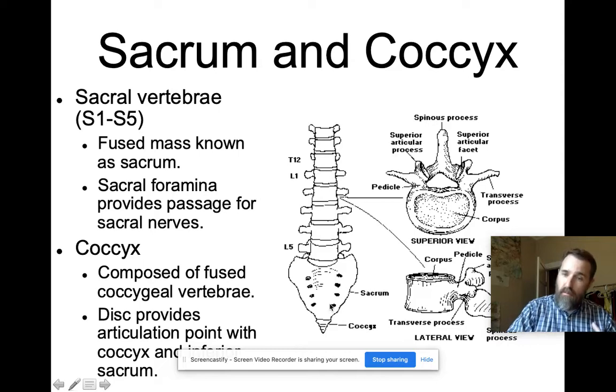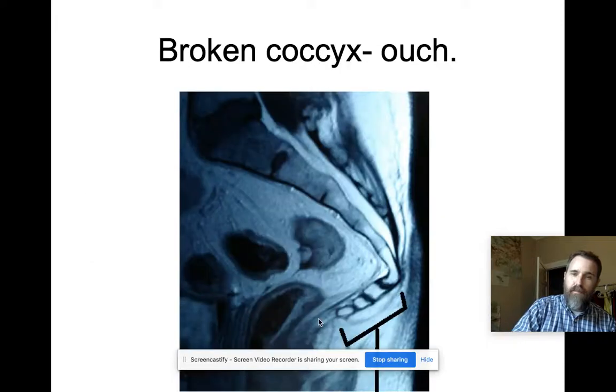And then moving more inferiorly to the coccyx. This also is usually 3, 4, or 5 fused vertebrae. This is a small structure at the bottom of the vertebral column. And we think about the coccyx more than anything when we think about breaking the coccyx. So this is when you break your tailbone. And it's a very painful situation.